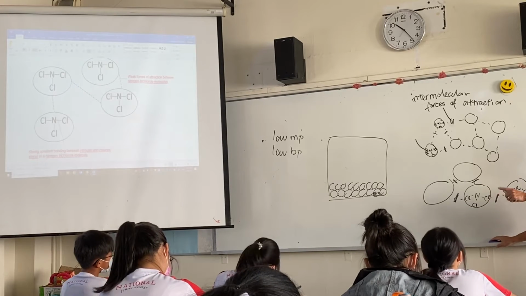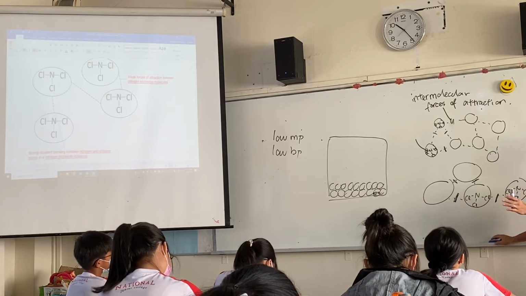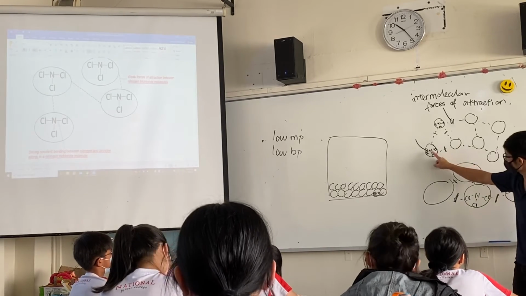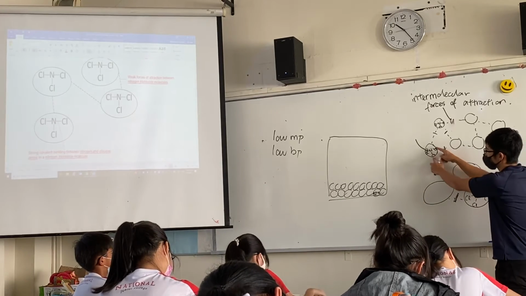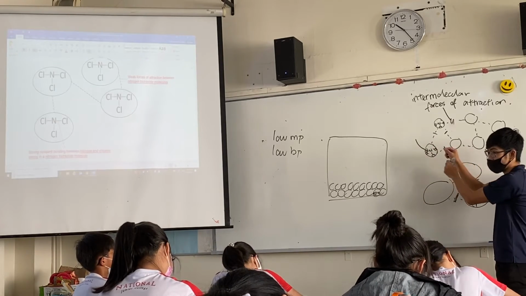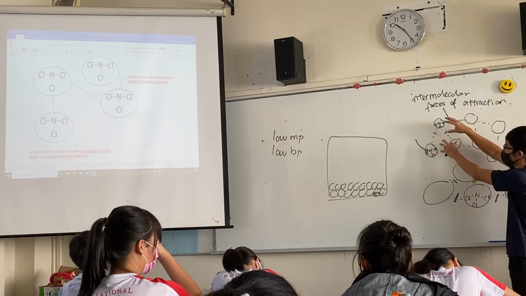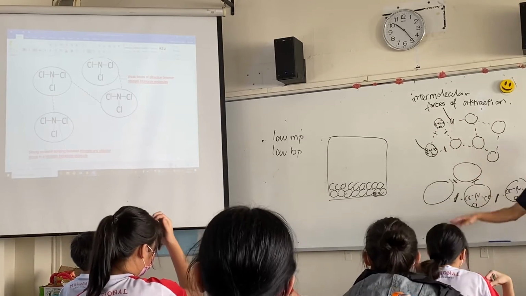But for those, once bonded means bonded already. We cannot just shift them around after that. Same here, nitrogen, chlorine, chlorine, we cannot just shift the chlorine and nitrogen around in this configuration. That's why these are weaker. We can still shift the molecules around. That's why they can flow, like air and water.